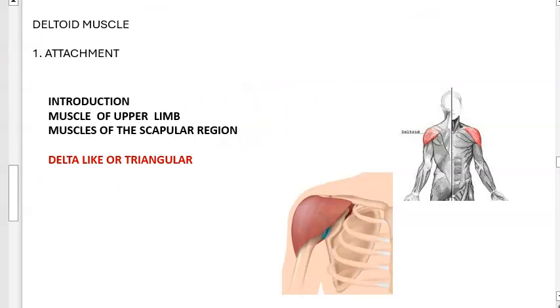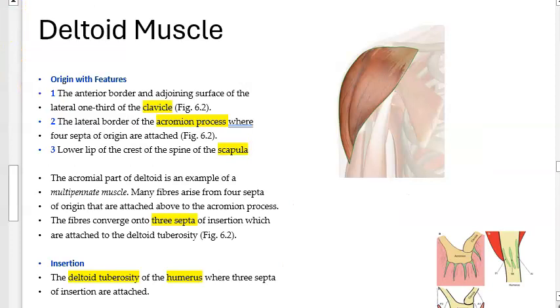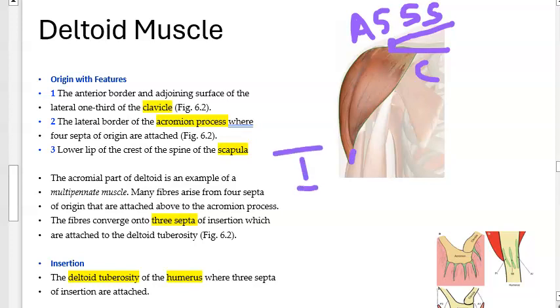Now, what have they asked? They have asked the attachments. So where is it attached? Yes, it is attached to the clavicle, the lateral part of the clavicle. Then it is attached to the acromion process of the scapula. Then it is attached to the spine of the scapula. So in the origin: clavicle, acromion process, and spine of scapula at the back. And where is it inserting? It is inserting into the humerus, that is the deltoid tuberosity.